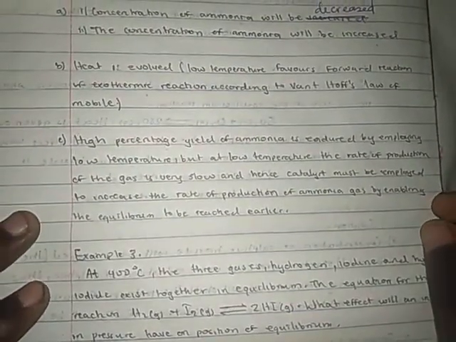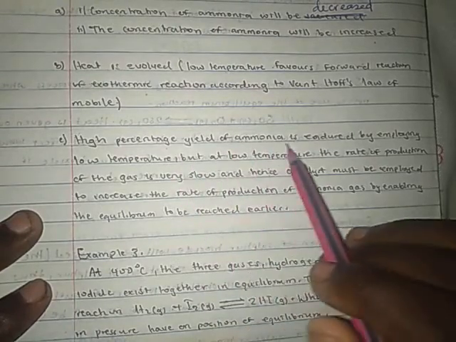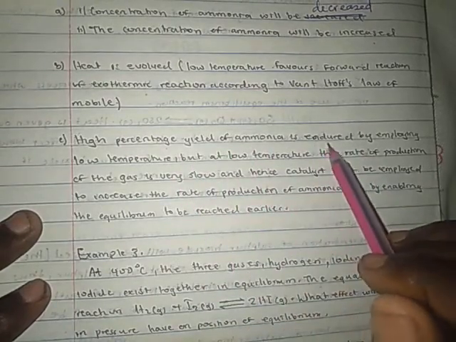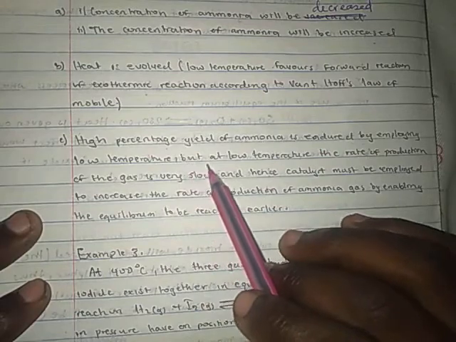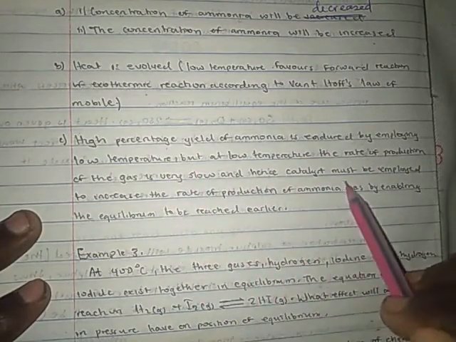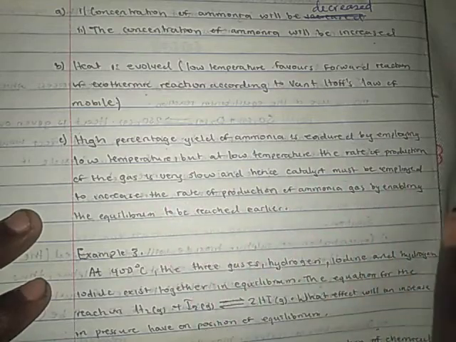And for question C, a high percentage yield of ammonia is achieved by employing low temperature. But at low temperature, the rate of production of the gas is very slow, and hence a catalyst must be employed to increase the rate of production of ammonia gas by enabling the equilibrium to be reached earlier.